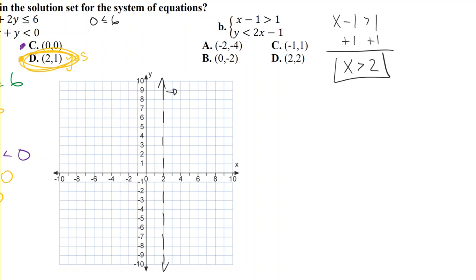Our other equation, y is less than 2x minus 1. The y-intercept is at negative 1, slope is 2, up 2 over 1, down 2 left 1. Do I have the equal sign? No, so that's a dashed line as well. This is in slope-intercept form, and we're not eating the y, so we're going to shade the bottom of this line as well.